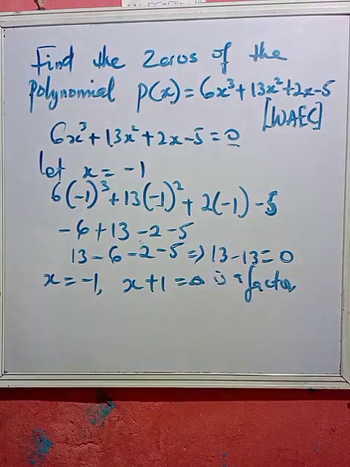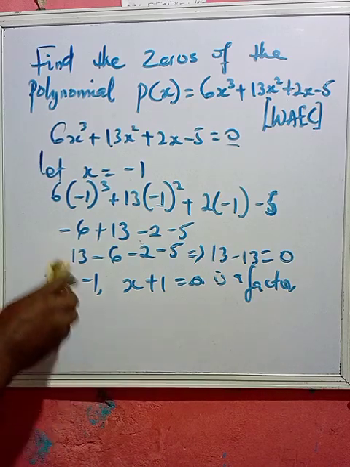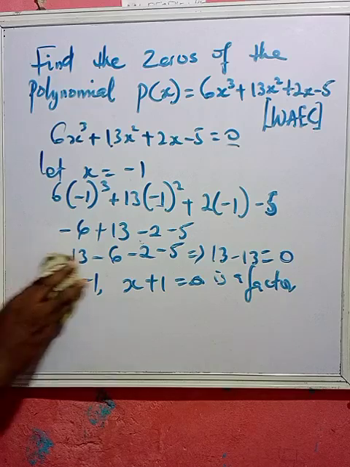Now, in the next step, I'll have to rub this off, and then we'll use the long division method to divide 6x cubed plus 13x squared plus 2x minus 5 to get the equation which we'll have to factorize before we can get the other 2 factors. I hope you follow. So I want to rub this off now.